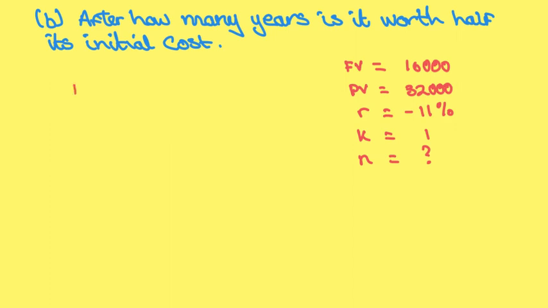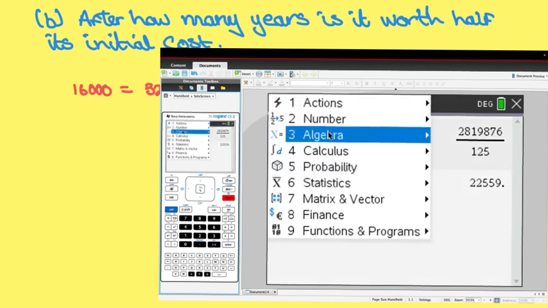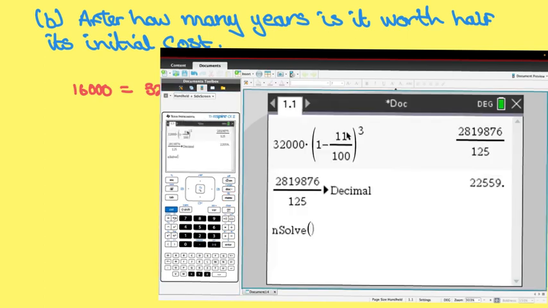So we got 16,000 has got to equal 32,000 times, open brackets, 1 minus 11 over 100 to the power of n. And I'm going to use my GDC's nsolve to solve that equation for n. Back up the GDC, go to nsolve, so menu, algebra, numerical solve, and type in the exact equation.